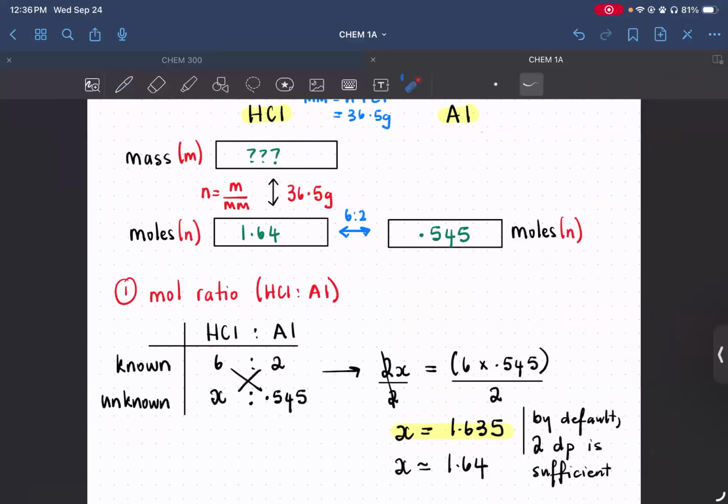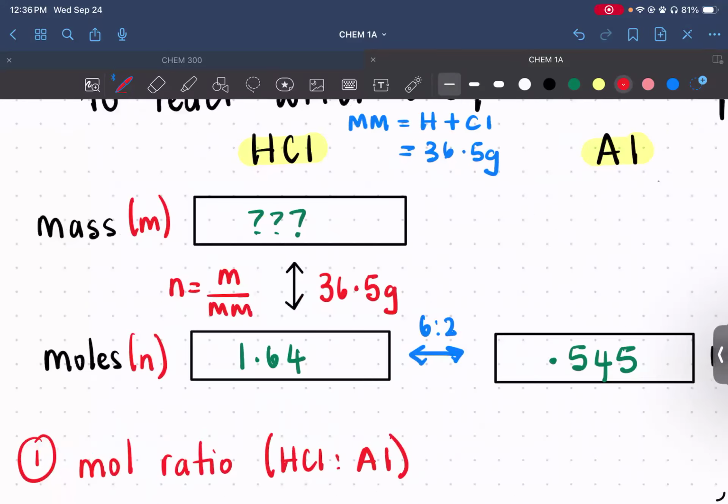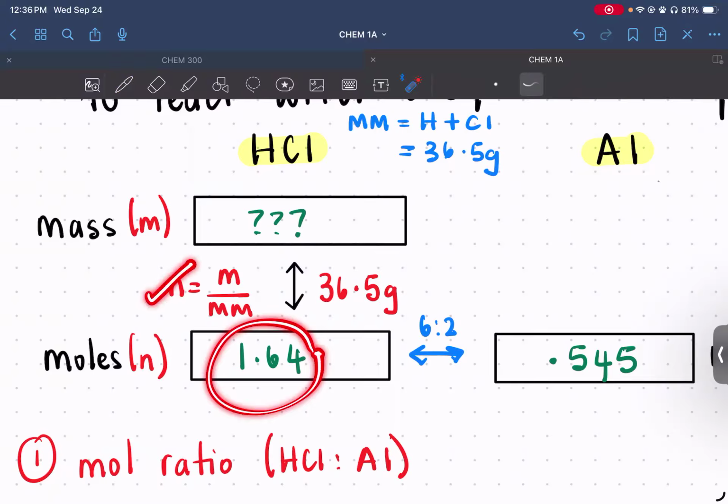Okay, we've taken our first bus and we've gotten to the moles stop. All that's left is to go from moles to mass. So number 2 is to go from moles to mass. You see, the beauty of the roadmap is everything is already there for you. You have just filled in the moles, check. We've already calculated the molar mass, check. And all we need to solve is M.